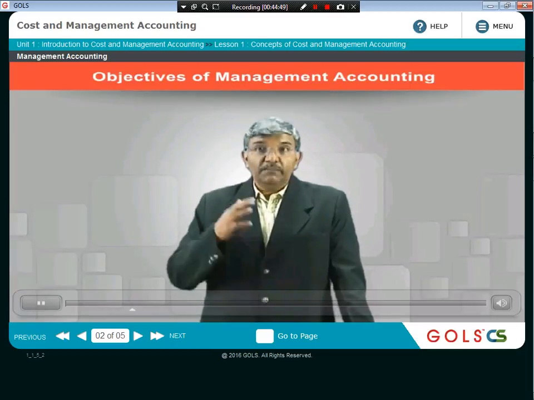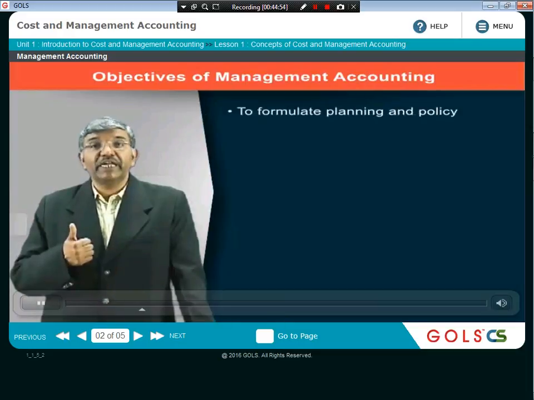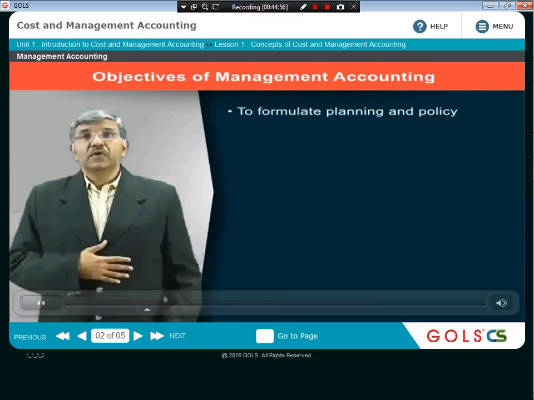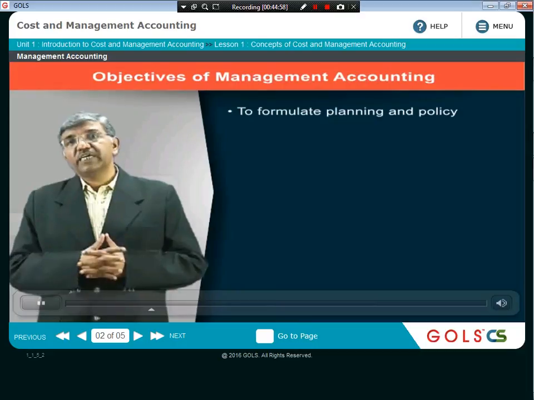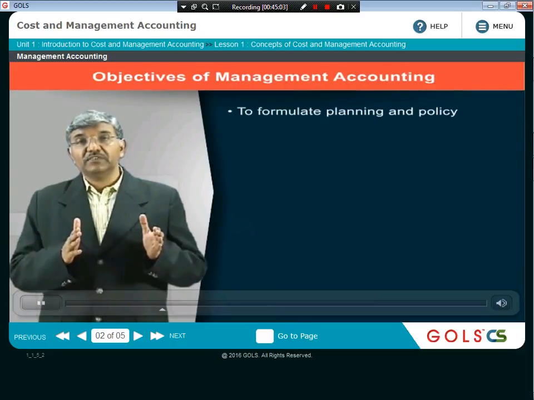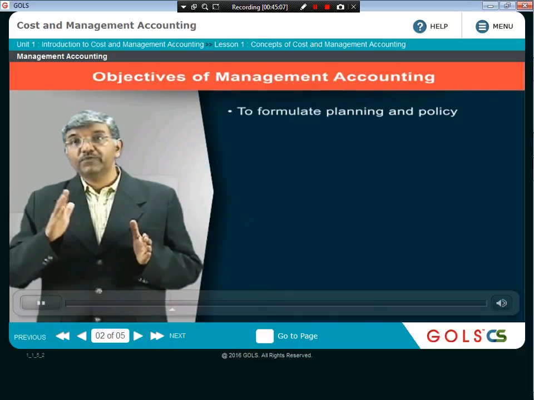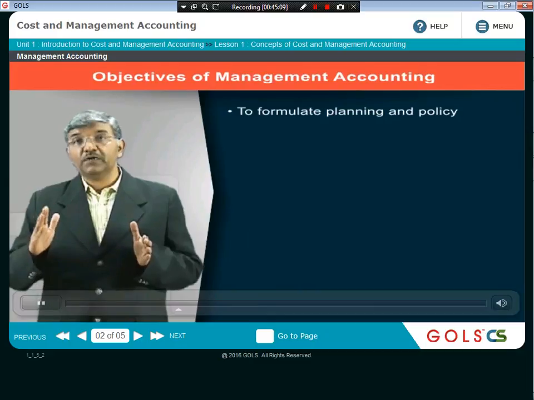The main objectives of management accounting are, first, to formulate the planning and the policy. Why is management accounting done? Because on the basis of the data which is analyzed and the presentation which has been made by management accounting, the future planning and the policy of a company can be decided.